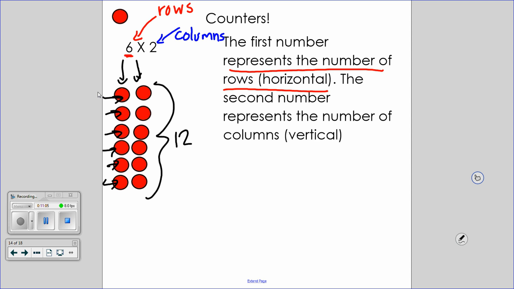Check this out. Remember when I told you what this symbol means? I know you guys think it means times, but it doesn't. It means something else. 2 words. Santiago? Calling the groups. Nope. Well, close. Groups of. Remember, our multiplication symbol means groups of. So this reads 6 groups of 2.